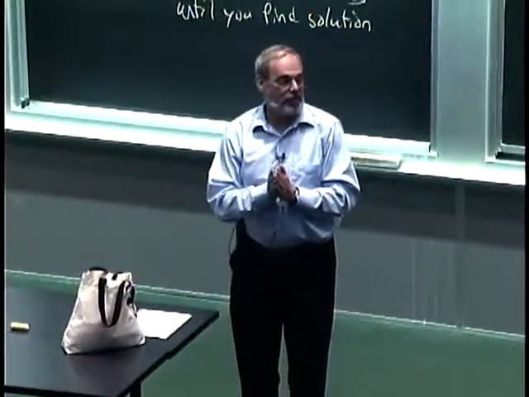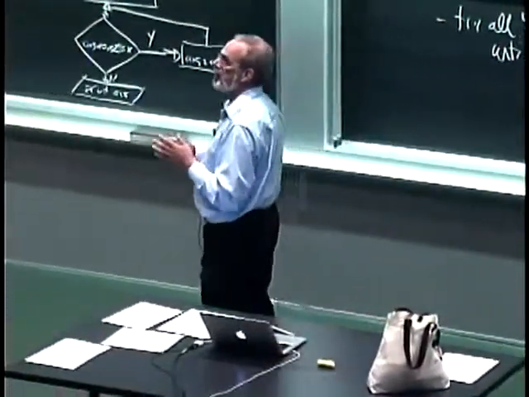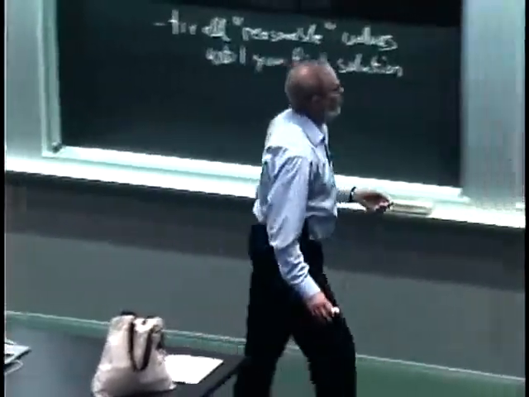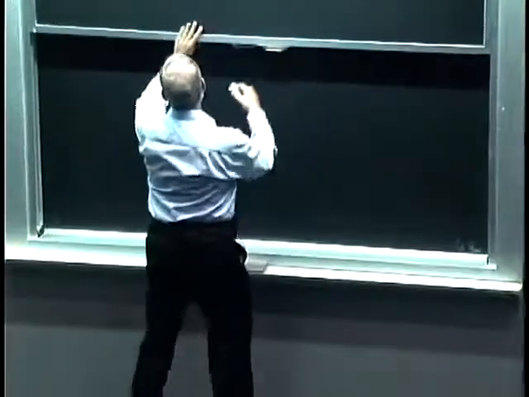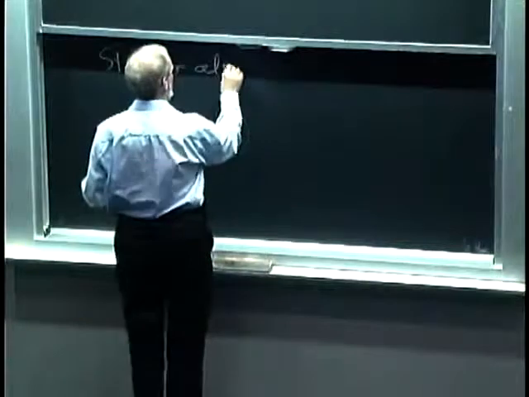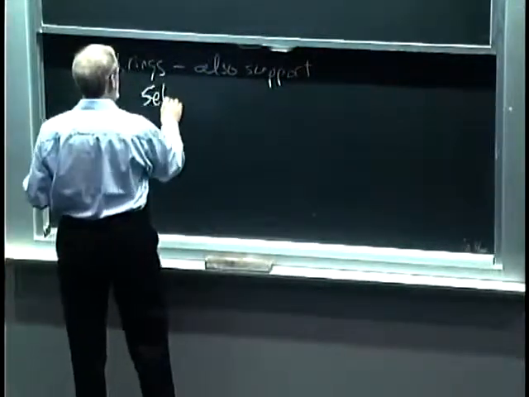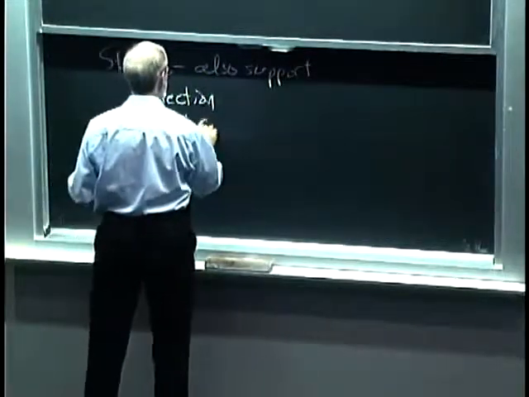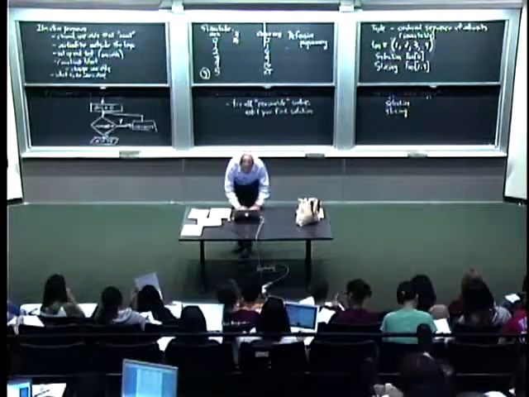We'd like to do the same thing with strings. That is, we'd like to be able to get pieces of them out. We'd like to be able to add them together or concatenate them together. We'd like to be able to slice them. And in fact, we can. So, strings also support things like selection, slicing, and a set of other parameters or other properties. And let's just look at that.